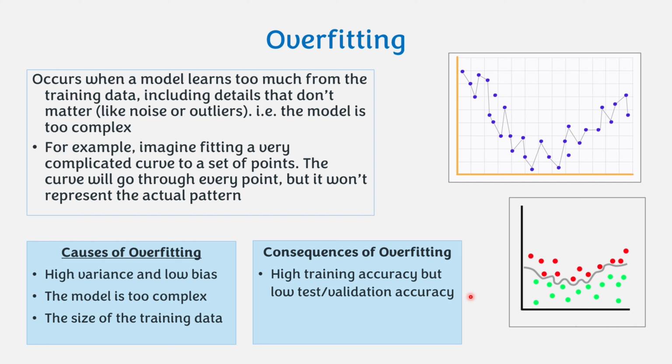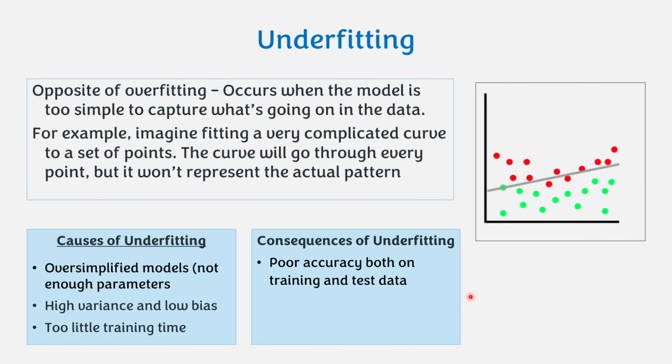Another cause of overfitting, in addition to model complexity, is having a high variance and a low bias, and also having a training data set that isn't large enough to understand the exact patterns going on in the data.